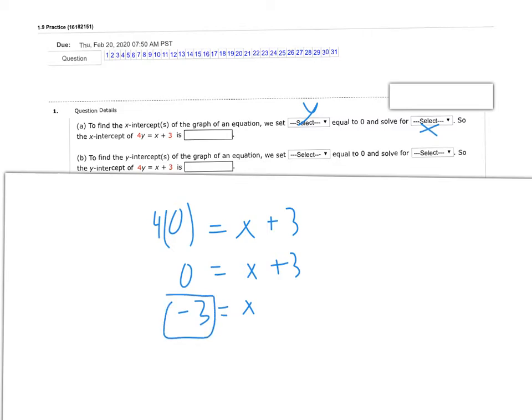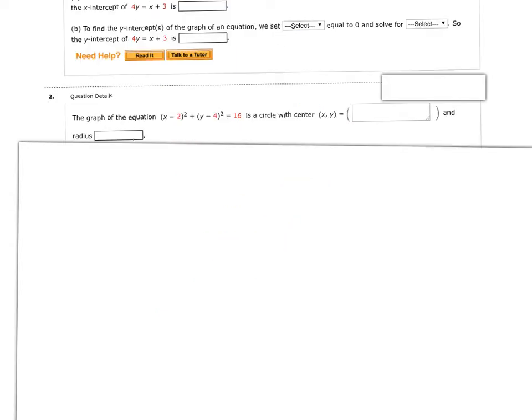And so same idea for y, you're going to turn x equal to 0 and then solve for y. All right, next up we're going to use our circle formula, and so the center of the circle is always these two numbers, but they're always switched, so this is going to be positive 2 comma positive 4. And then this one always represents r squared, so that would mean that the radius is actually 4.